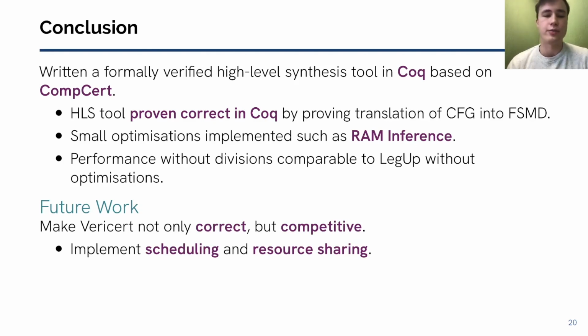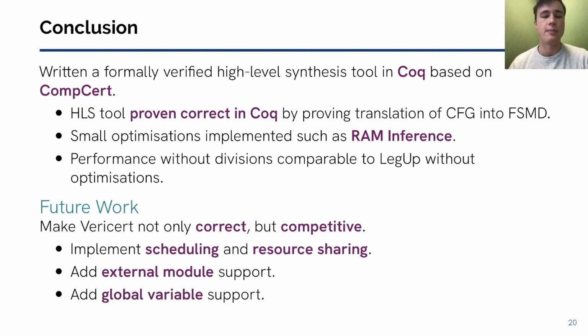However, we do have a lot of future work that we want to implement. The main one being the implementation of scheduling and resource sharing, which would also fix the problem we're currently having with the division operator, and it would allow us to execute the division over multiple clock cycles instead. We would also like to add external module support for easier function calls. And finally, we would also like to add global variable support, to be able to support more input programs.